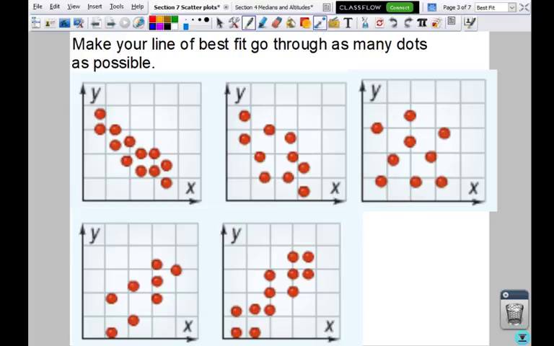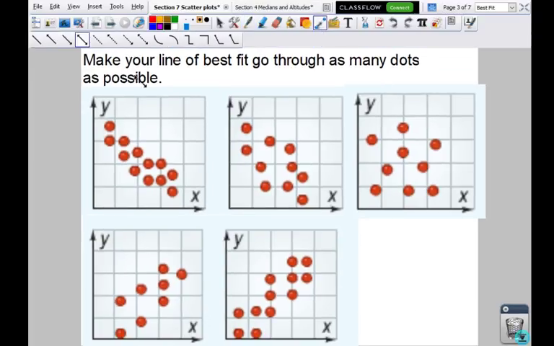Okay, when you make your trend line, you want to try to make it go through as many dots as possible. So sometimes it's really easy to see, sometimes it's kind of tougher to see. So on this first graph here, if I'm going to make a trend line, it's pretty easy to see that I need to go like this. Down and right like this, kind of like my first one. Now we could still kind of adjust it slightly and say, oh, maybe it's more like this, but it's still doing basically the same thing.